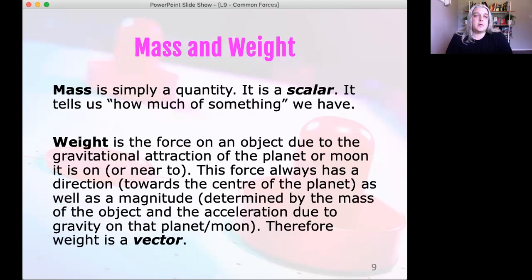Just to recap, mass and weight. Mass is simply a quantity, it's a scalar, it's how much of something we have. In the same way that you can say we have 2 apples or 4 apples, and that is just a scalar, it's not a vector, there's no direction, it's just a quantity. And you can also say that you've got 2 kilograms of something or 4 kilograms of something. It's just how much of it do you have. Whereas weight is the force due to the gravitational attraction between an object and the planet or moon that it is nearby.